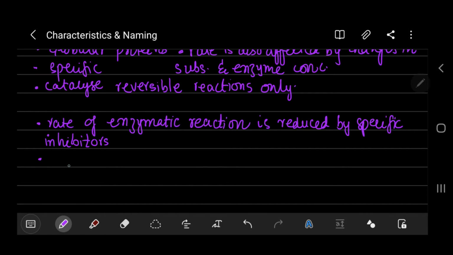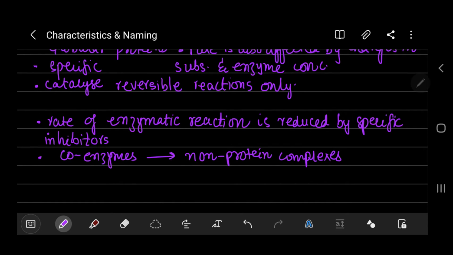And the final point is that many of the enzymes need coenzymes for their proper working. And what are coenzymes? Coenzymes are basically non-protein complexes, and this is the final point in the characteristics of enzymes.